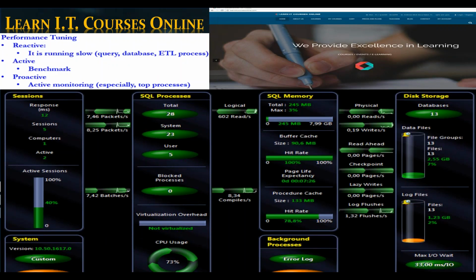Performance tuning, again: we could be reactive and wait until something is slow to go in and fix it, in which case, if it's a SQL statement, we can optimize it by creating an index or adding a hint to the SQL statement. We could be active by benchmarking, and of course we could be proactive by monitoring the different tools that we have that will show us our top SQL, even if it's under the benchmark, and deal with them before they become an issue and go beyond the benchmark ideal time.